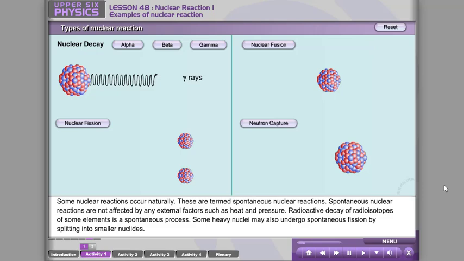Some nuclear reactions occur naturally. These are termed spontaneous nuclear reactions. Spontaneous nuclear reactions are not affected by any external factors such as heat and pressure. Radioactive decay of radioisotopes of some elements is a spontaneous process. Some heavy nuclei may also undergo spontaneous fission by splitting into smaller nuclides.